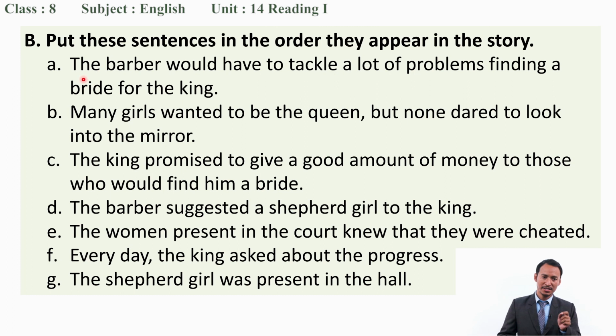Read the sentence 1. The barber would have to tackle a lot of problem finding a bride for the king. यो कतिखेर हुन्छ? यो पछि हुन्छ हैन? जब किङले अनाउन्स गर्नुहुन्छ and then only the barber will have that problem. किङले अनाउन्स गरेको कुरा चाहिँ फाइन्ड आउट गर्नु पर्यो नि सुरुमा. Okay? Yes, where is it? Yes, here we have this announcement in this part. So you can say that this one is A. The king promised to give a good amount of money to those who would find him a bride. Okay? And then त्यसपछि के हुन्छ?